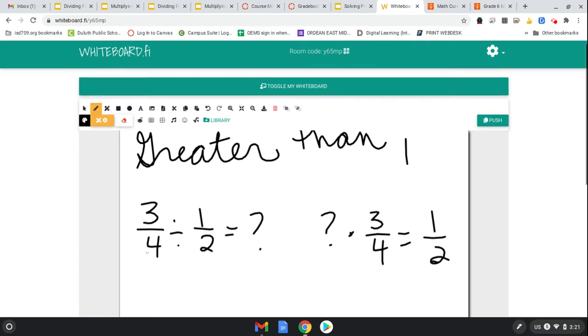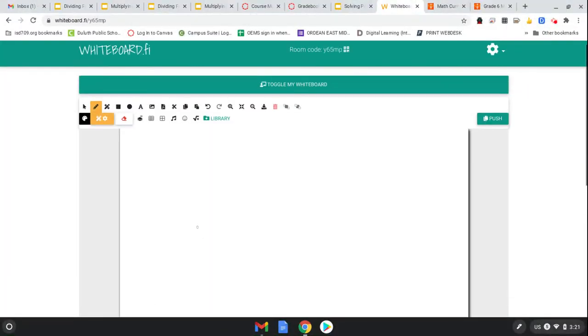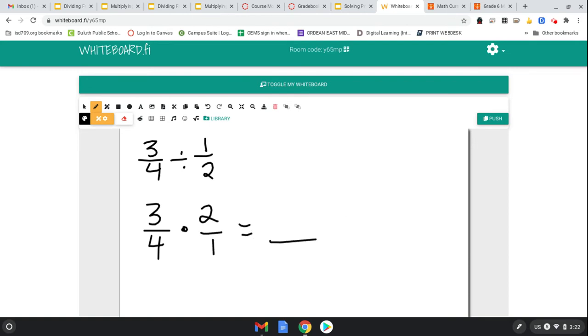So if you used the algorithm to solve this, it was 3/4 divided by 1/2. And we learned last week that you take your first fraction and you multiply it by the denominator, which is 2, but make it a fraction. And whatever you get there, you will divide by the numerator, which was 1.